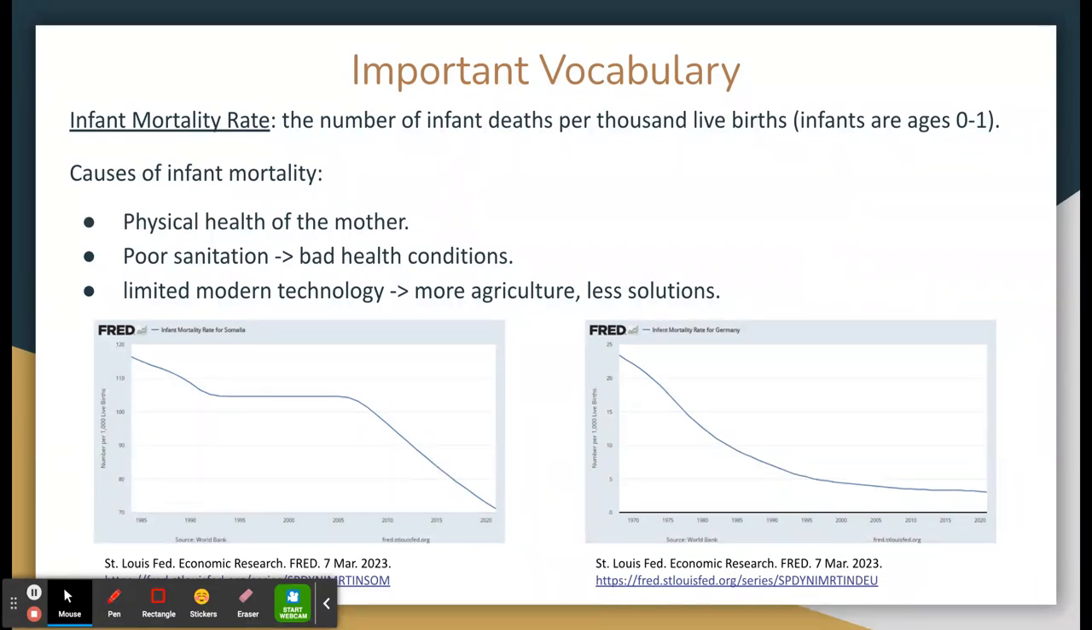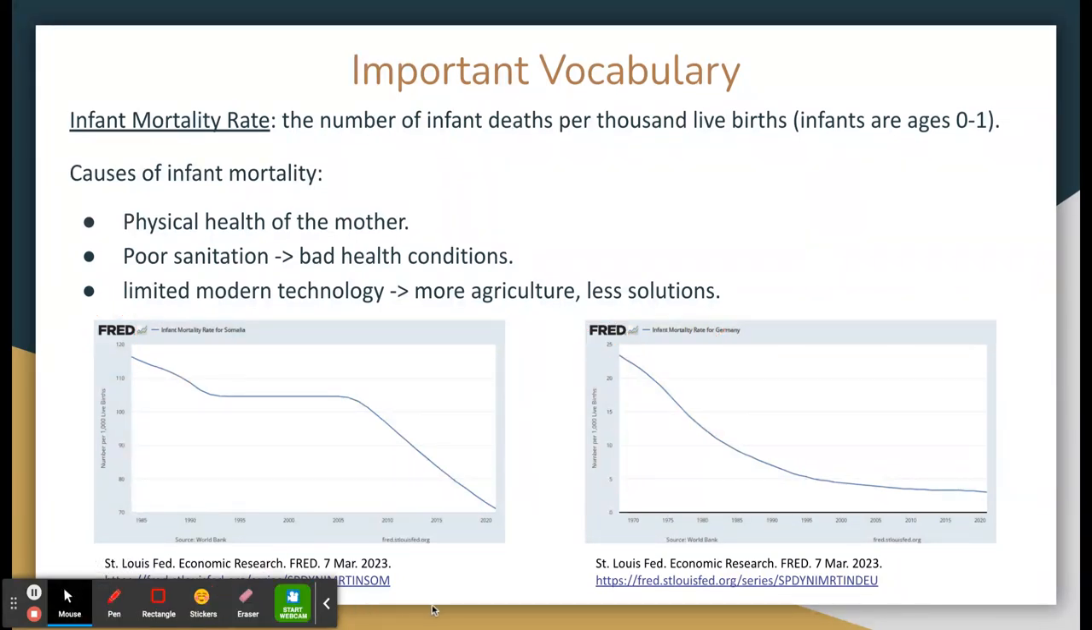Causes of infant mortality could be the physical health of the mother, poor sanitation, and limited modern technology. The three of these are more prominent in less developed countries such as Somalia, where their infant mortality rates are much higher than in more developed countries such as Germany.